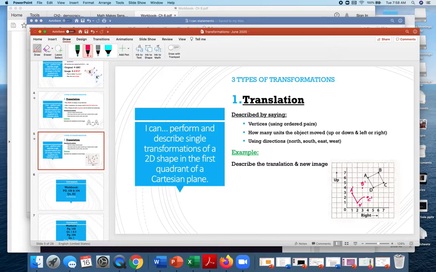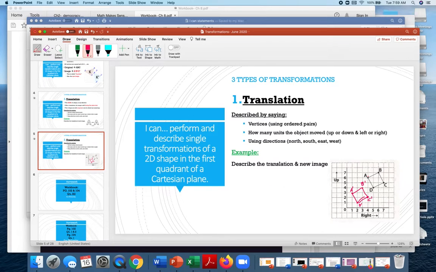You should use a ruler. I wish I had a ruler. And then here, and then here. So you see that I've made my image. I've made my image A prime, B prime, C prime, D prime, which is my image of this triangle. So I'm going to describe this.